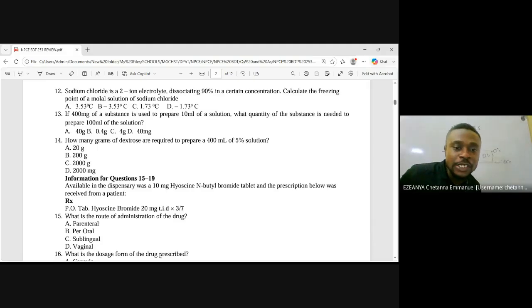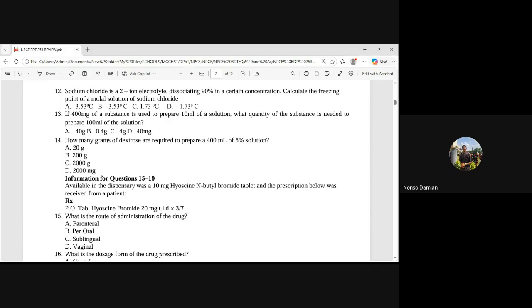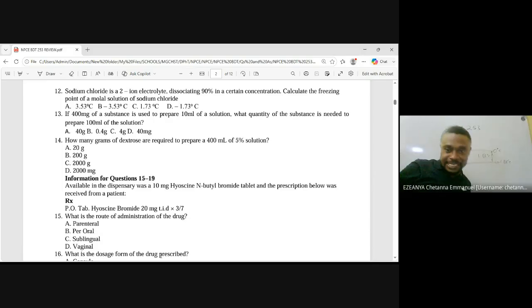Now, going to the question, it says calculate the freezing point. The question didn't ask you to calculate by how far it depressed. It asks you to calculate the freezing point. So this is the point it wanted to calculate. For non-electrolytes like boric acid, the depression is this 1.86 I mentioned, which is called the cryoscopic constant.